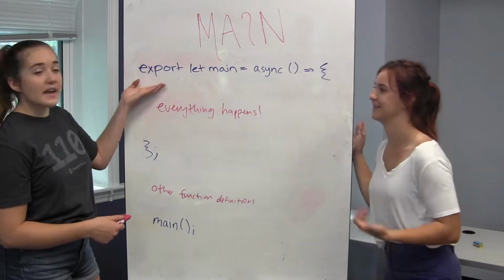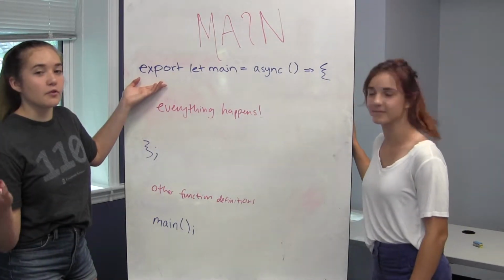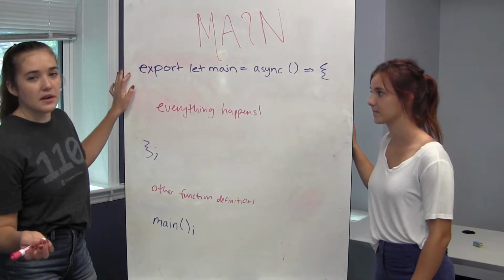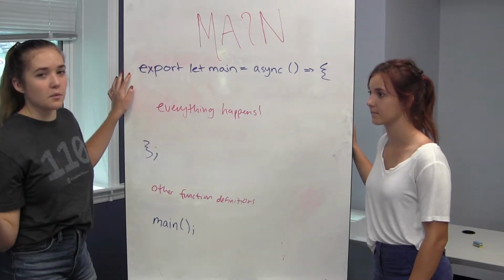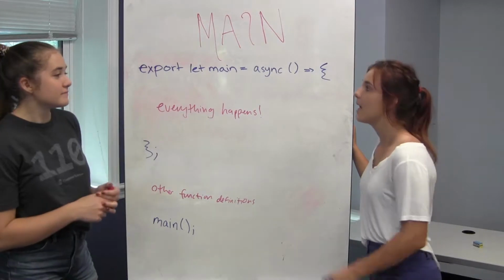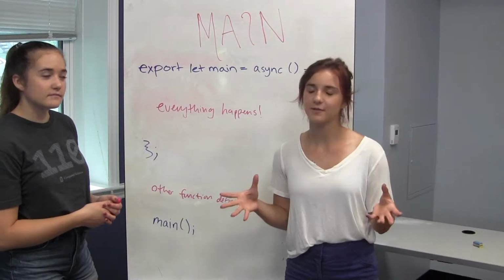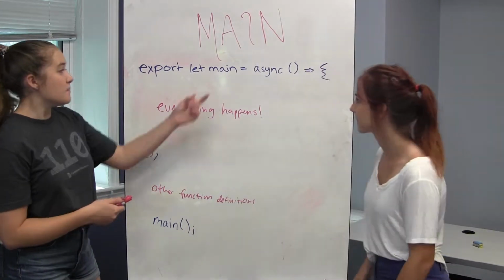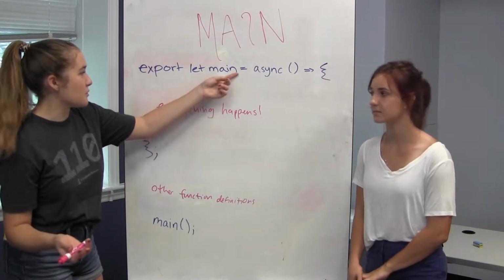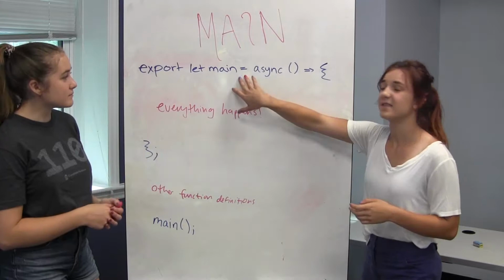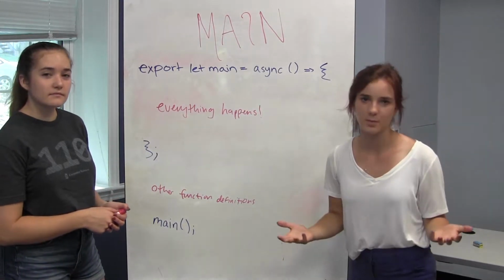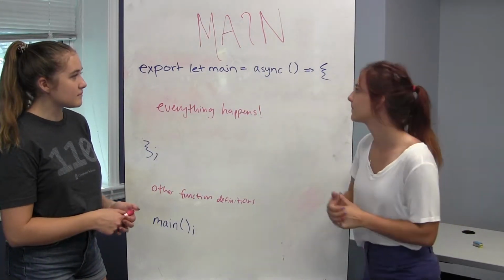So, this export word just lets the auto grader read your functions. So you'll need that at the beginning of all of your function definitions that you want your grader to be able to read. This let keyword is the same one we use for variable declaration and for defining any other function. Main is the name of our function, so we'll always have that one here. This equal sign is just again the same one we use for defining any other function.